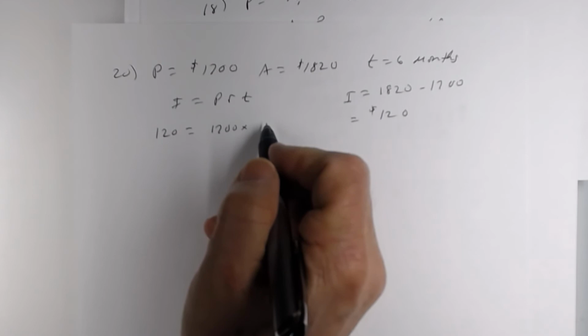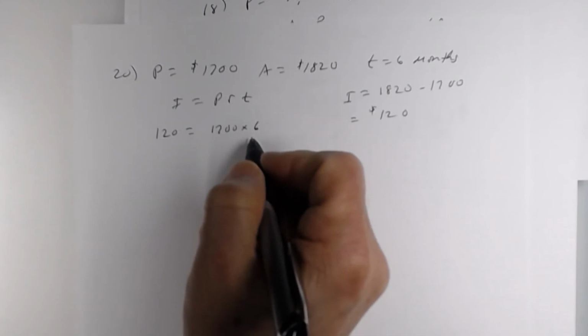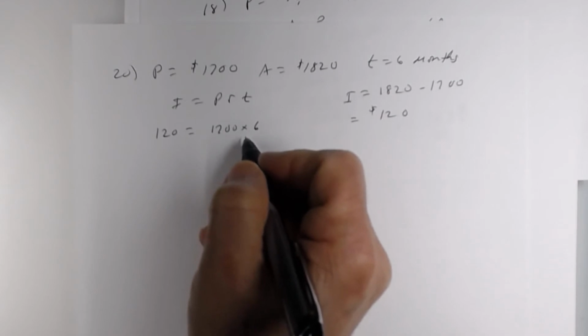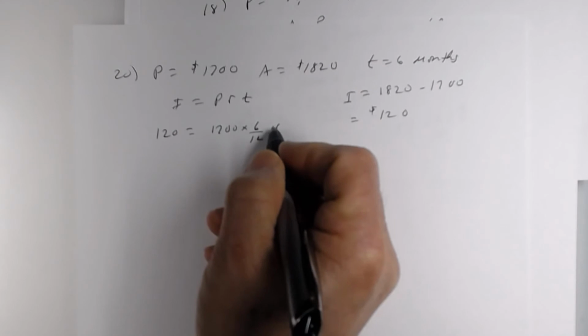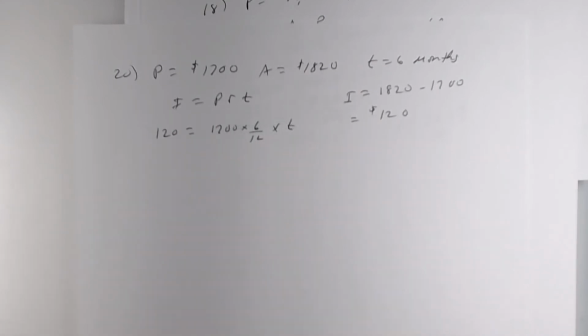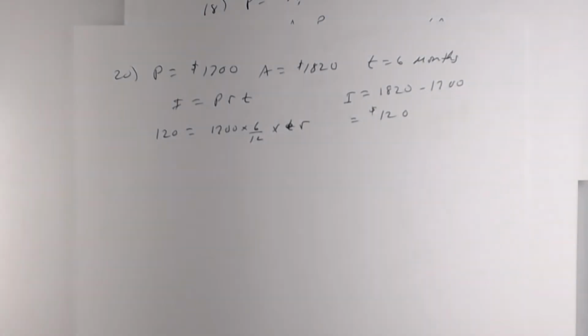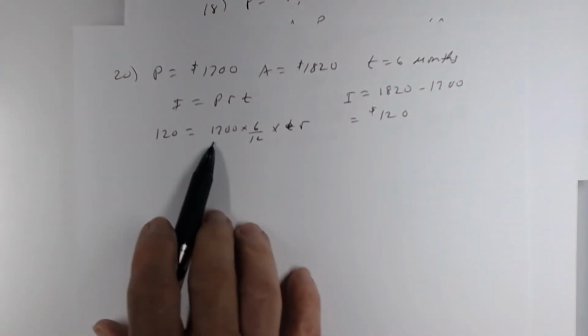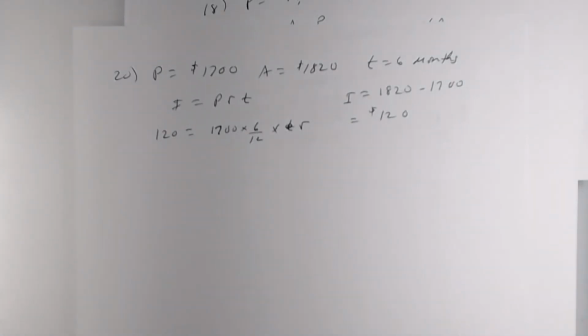But remember, time must be in years. So I can't just put 6. If I just put 6, that means 6 years. But that's not 6 years, that's 6 months. So I've got to divide by 12, times R. So what is 1,700 times 6 divided by 12?